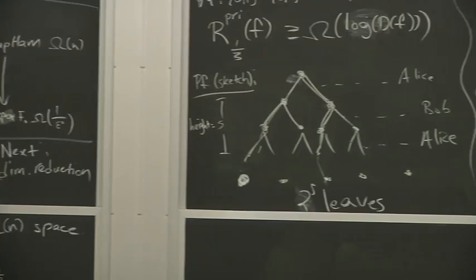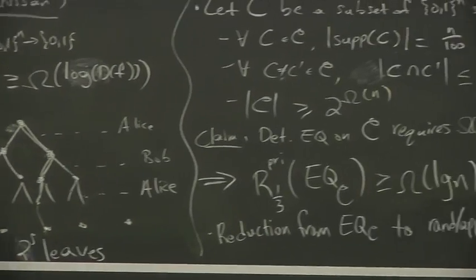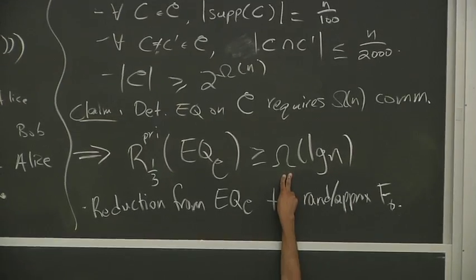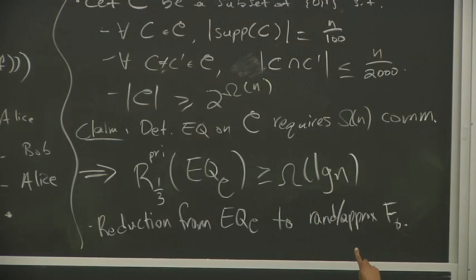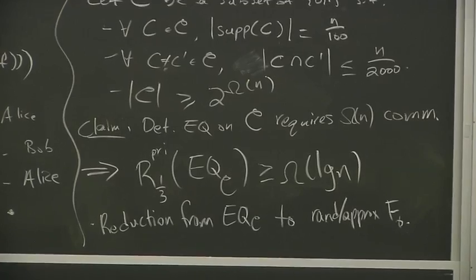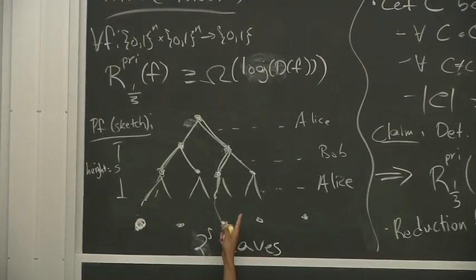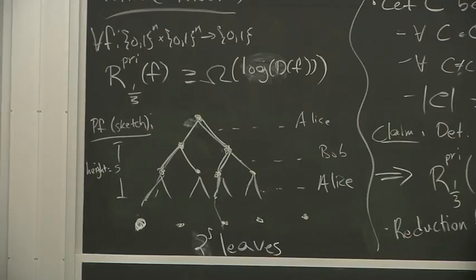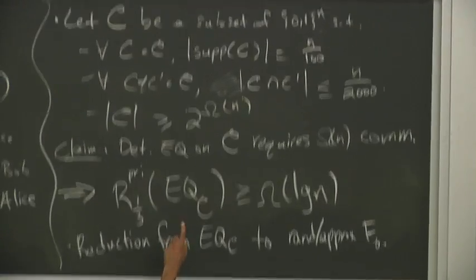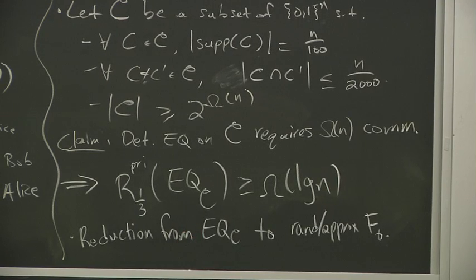Where? This thing? This omega? Yeah, you take a log of 2 to the omega n. Right, so deterministic equality requires omega n communication. And the randomized private communication complexity of any problem is at least log of the deterministic one. But you take log of 2 to the omega n. Yeah, so 2 to the omega n is the size of C. By pigeonhole, the deterministic complexity.